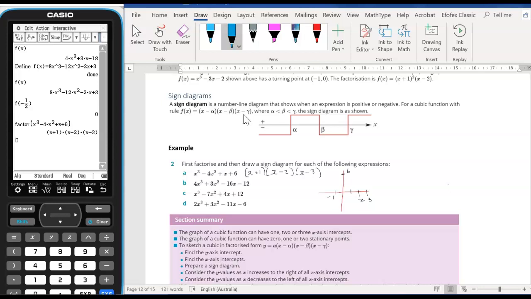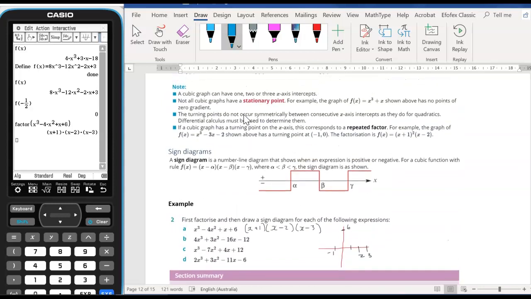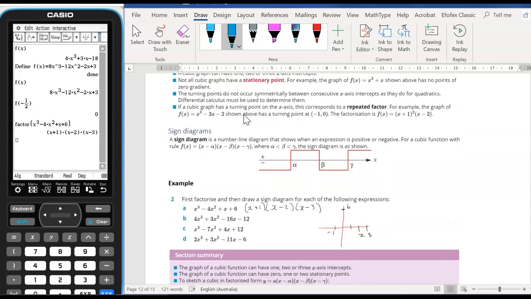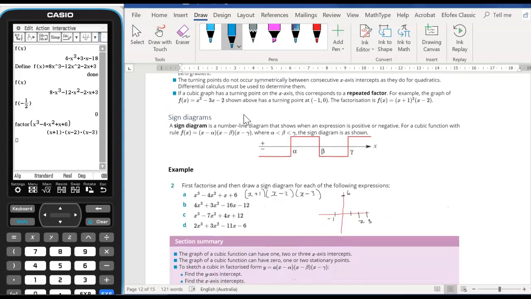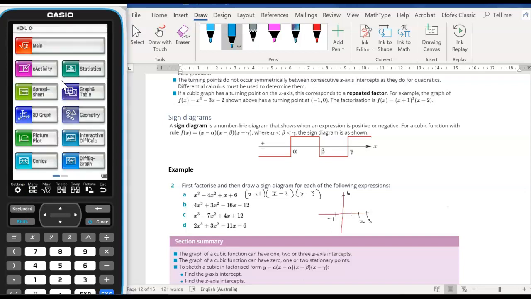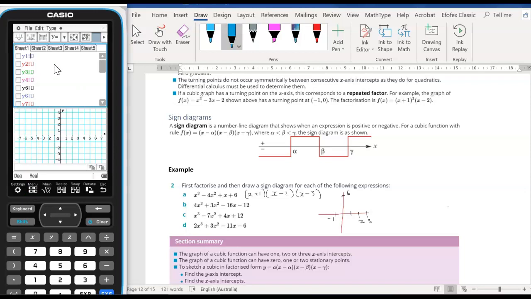Now, the stationary point, the point where it turns, we can't work that out at the moment without the use of calculus. So what I would encourage you to do is to actually just graph it on your calculators. So if we just quickly graph it.